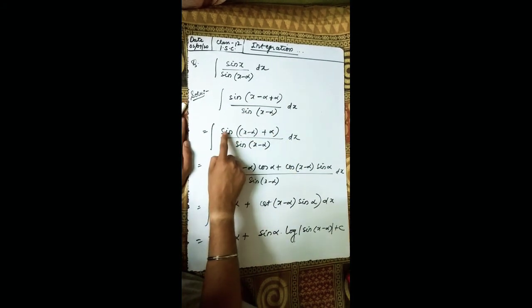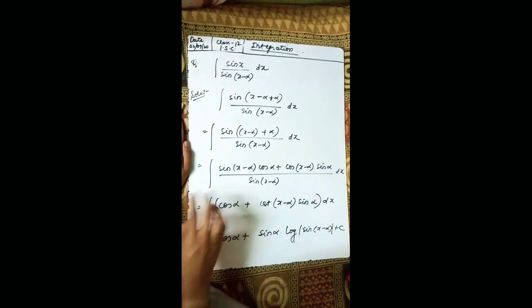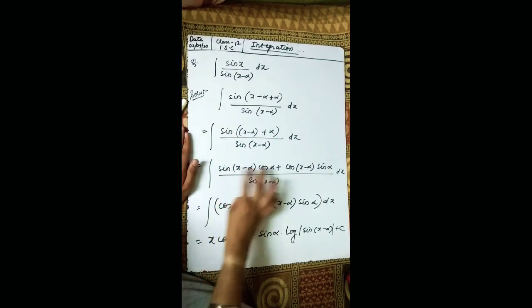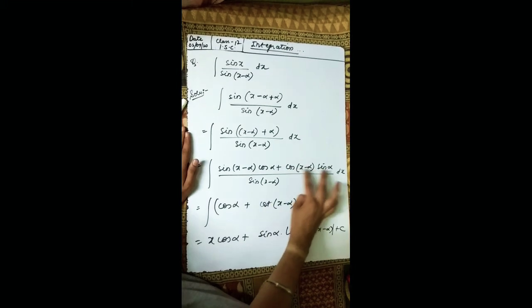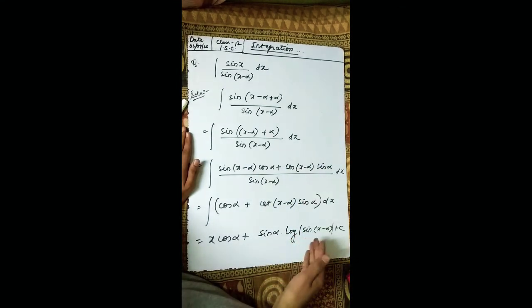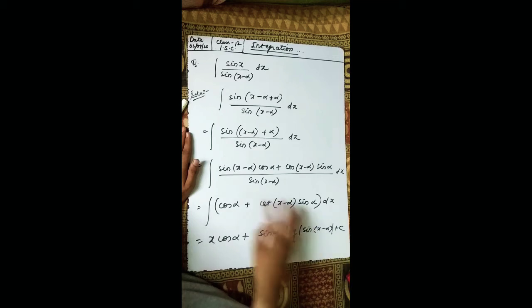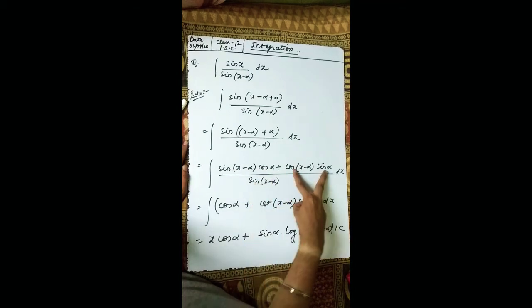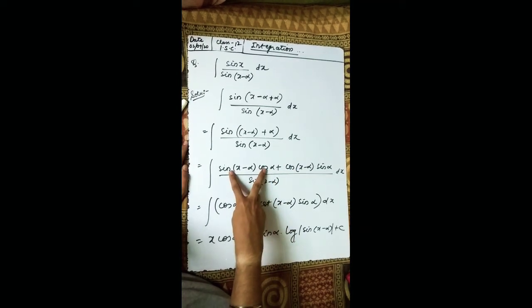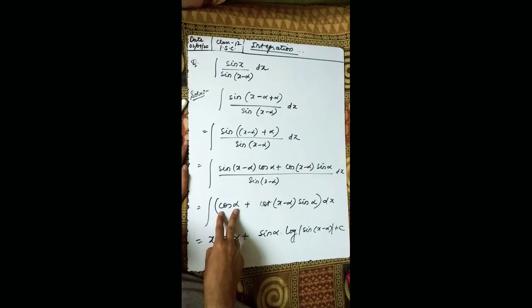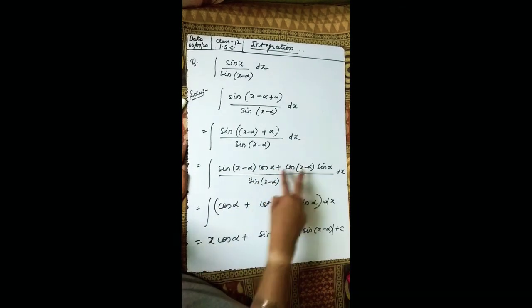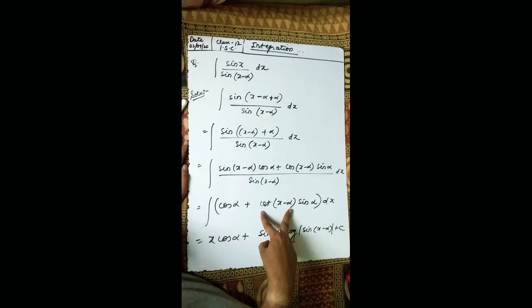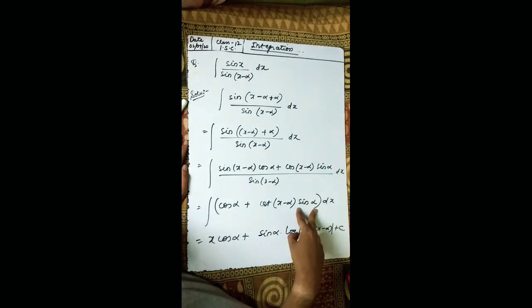So we can use the sin (x plus y) identity, which says sin x cos y plus cos x sin y. So we get sin (x minus alpha) cos alpha plus cos (x minus alpha) sin alpha, upon sin (x minus alpha). Now separate this with this one and this with this one. If you separate, sin (x minus alpha) upon sin (x minus alpha) cancels, you are left with cos alpha, and this one, cos upon sin is cot (x minus alpha), and the sin alpha is going on.